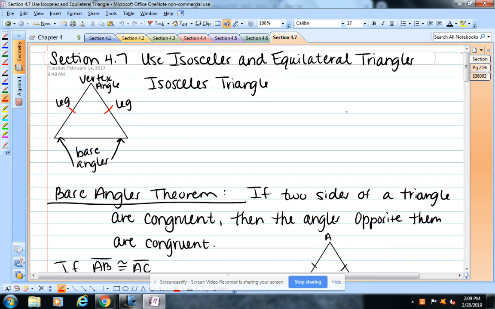Copy that first picture, but when you get to base angles theorem, that's on your handout. Okay? So copy the title, what an isosceles triangle looks like, and then when you get to base angles theorem, we're going to find it on our handout.